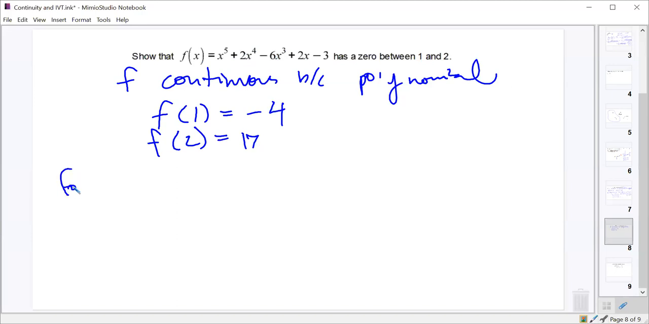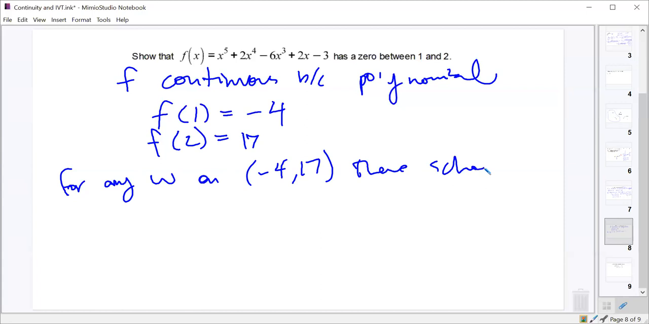It means that for any w on the interval from -4 to 17, we'll say there exists a c on the interval 1 to 2 such that f of c equals w.